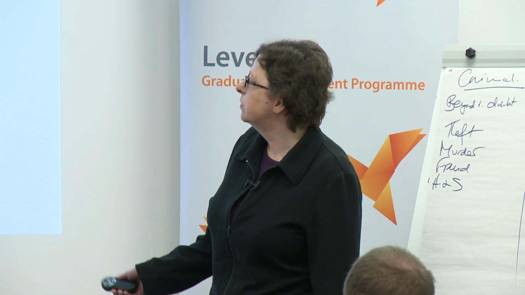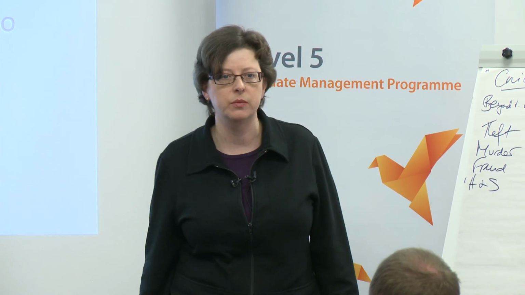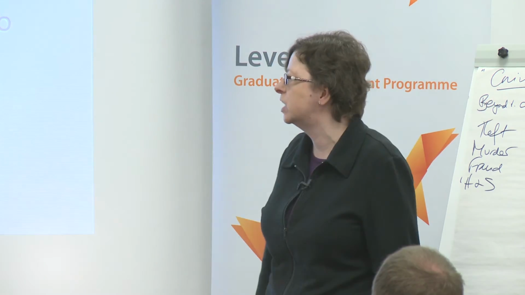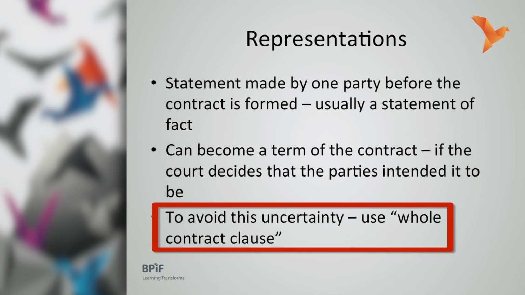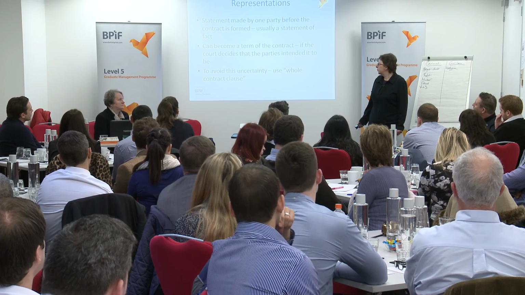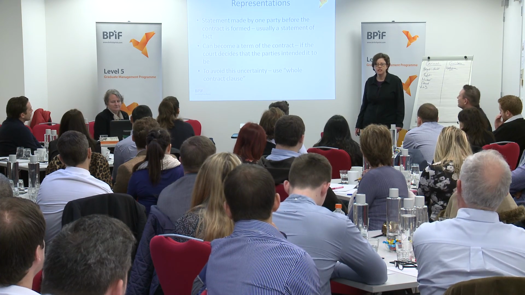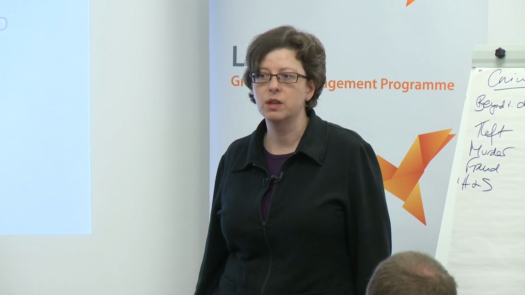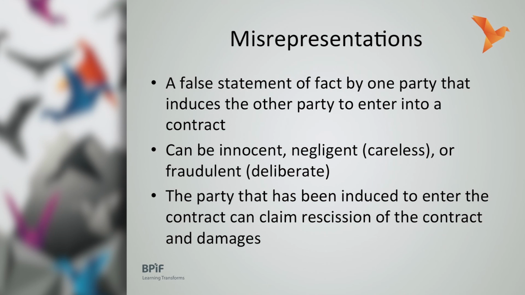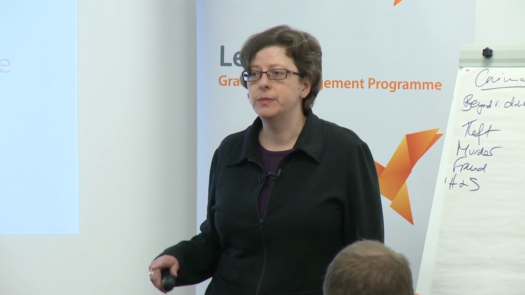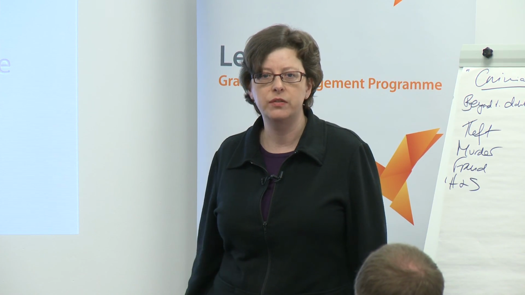One thing we can do to avoid this uncertainty, and to avoid representations that we didn't intend to be contract terms coming into the contract, is to use something called a whole of contract clause in your drafting. Your whole of contract clause is simply something which says the whole of the terms of the contract are contained in this document. Then there are misrepresentations, which can be innocent, careless, or deliberate. The party who has been wrongfully induced to enter into the contract can claim rescission. That means that the party would be put back into the position they would have been in if they'd never entered the contract in the first place.